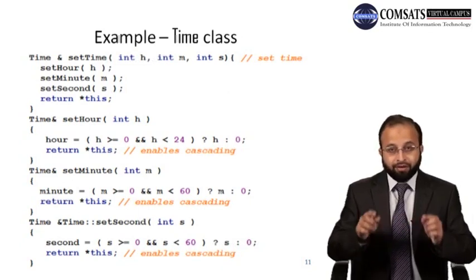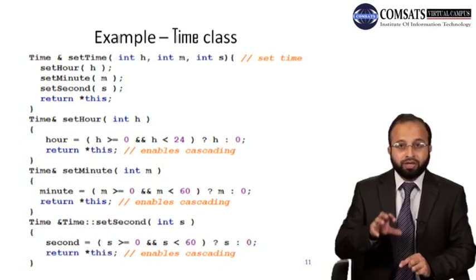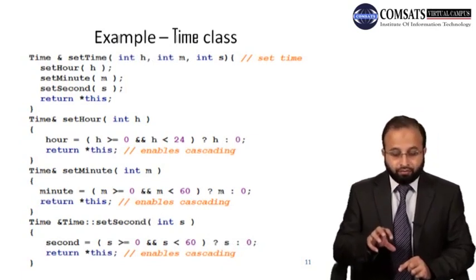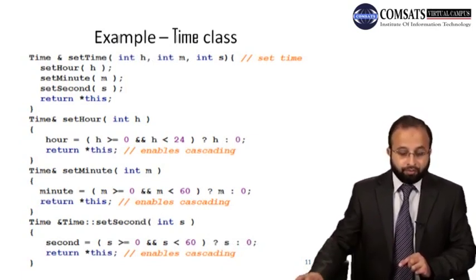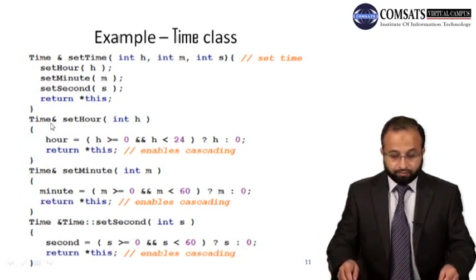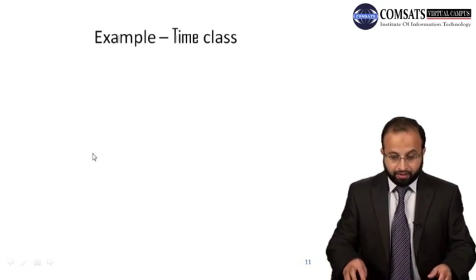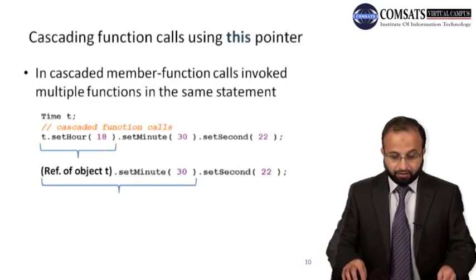Static this is basically the memory location where the object T of the time class is present. It will return that memory location, and basically the reference of that memory location will be returned, because here we have time T, right? And just remember, why do we have static this over here? Let me explain this.